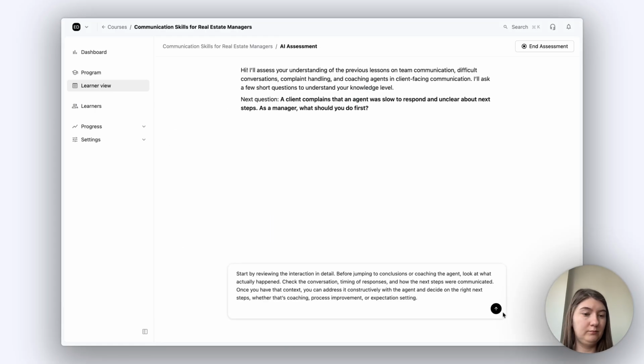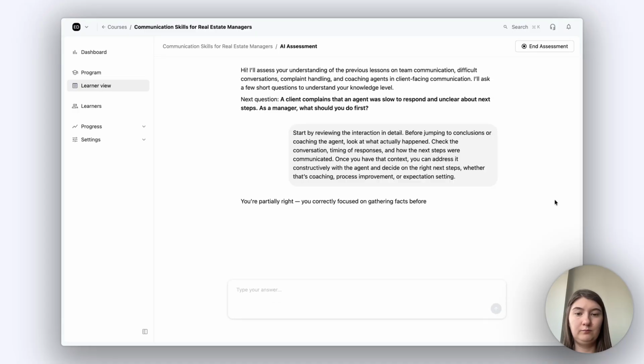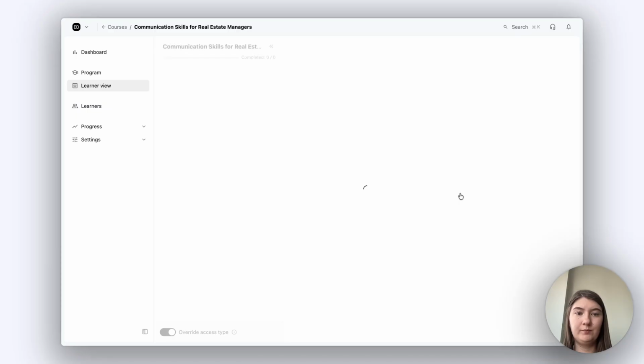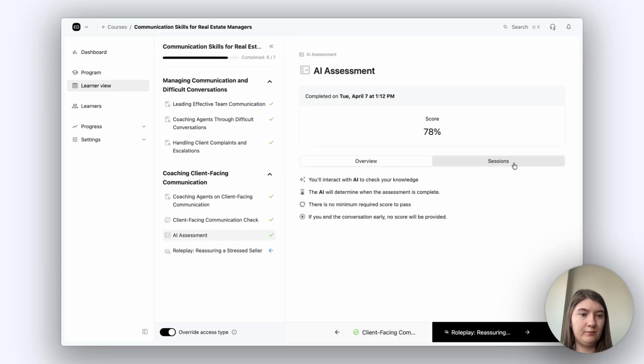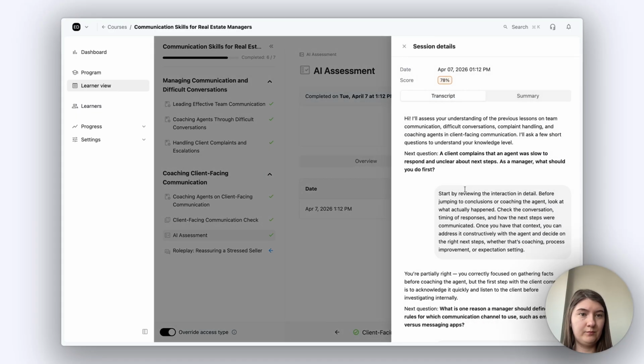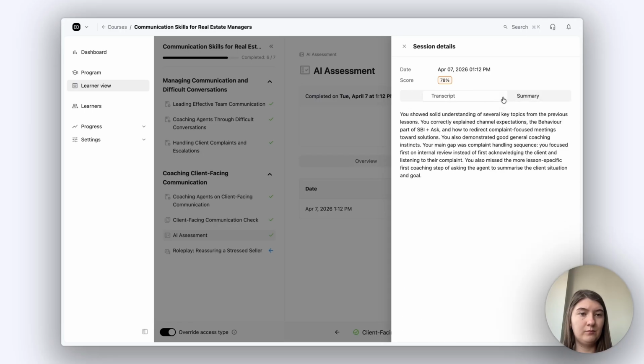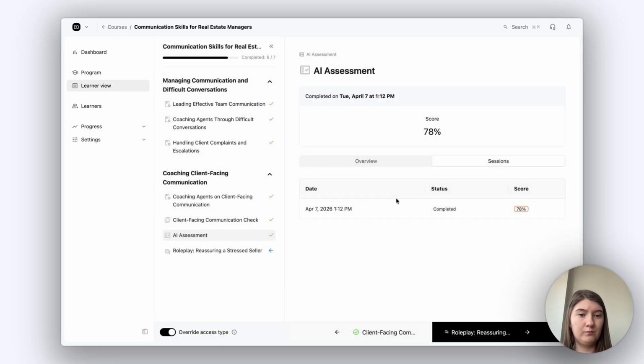I like the way that you can structure your entire learning journey in one place, from content to practice to assessment. For example, you can use AI assessment to verify whether learners truly understand the material by engaging them in an interactive conversation with AI. And obviously, they can always review the feedback and how they did during that.